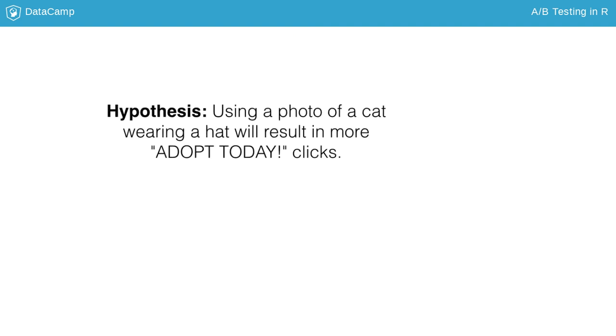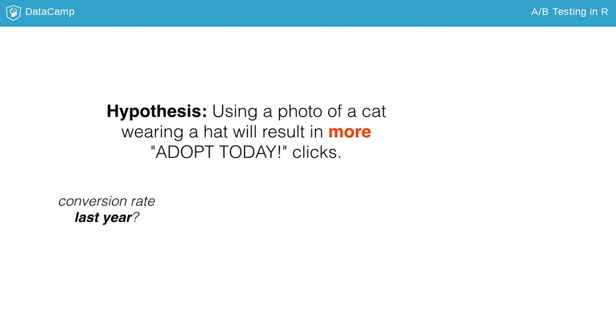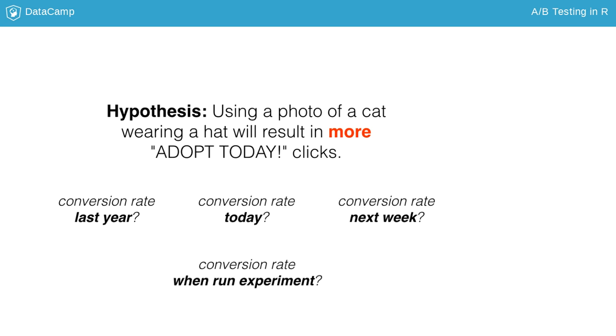Well, let's come back to our hypothesis. We said we expect a different photo to result in more conversions. But what does more really mean in this context? Is it compared to the conversion rate in the last year? Today? Next week? Or what about relative to when the experiment is actually run?